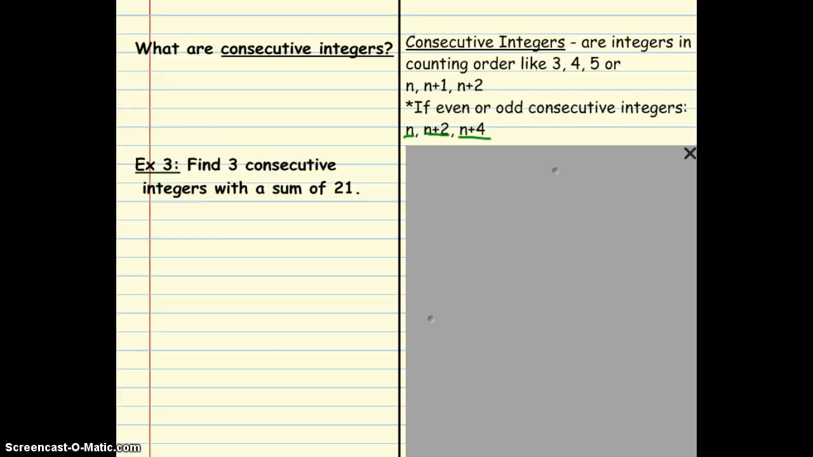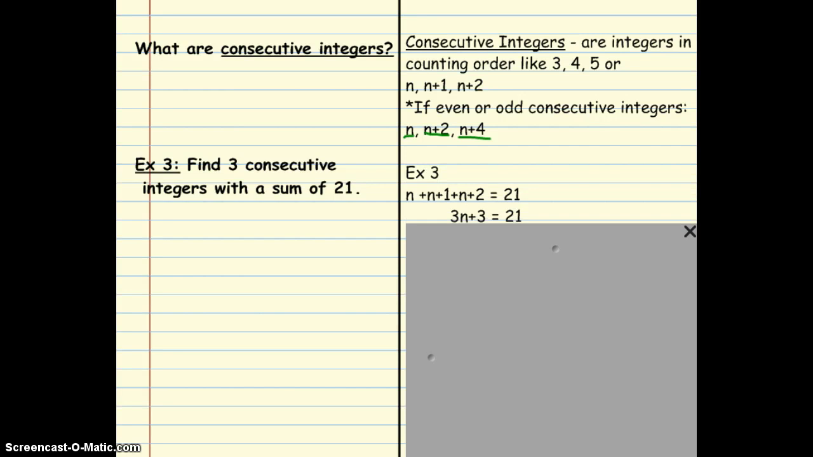Alright, example 3. We need to find 3 consecutive integers with a sum of 21. So in order to do this, our first number is n, and we need to have 3 of them. So the second number is going to be n plus 1, and the third number is n plus 2. And they say that we need to have a sum, and sum means to add. So we're going to add n plus 1 plus n plus 2, and they need to equal 21.